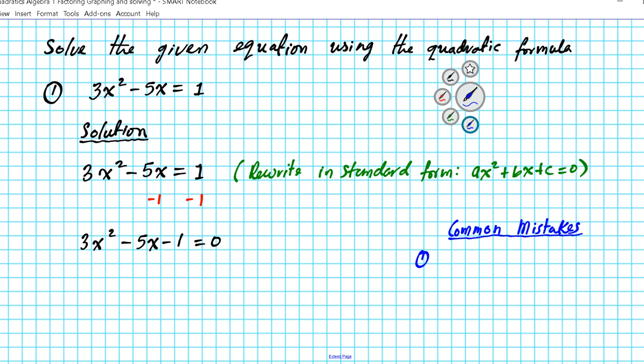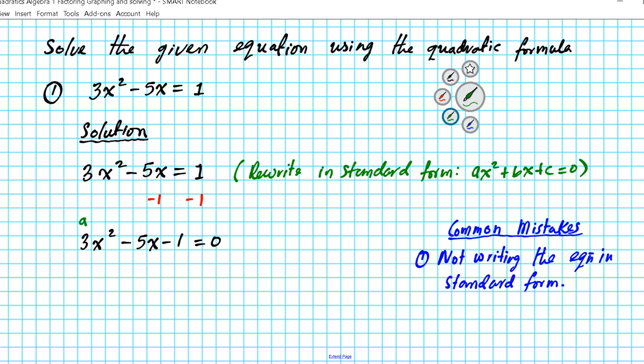So number 1, not writing the equation in standard form. If you do not write it in standard form, you're going to have some problems executing the quadratic formula. Let's take a look at the next step. The beauty of writing the quadratic in standard form is that it enables you to accurately determine what a, b, and c are. So what's a, b, and c?